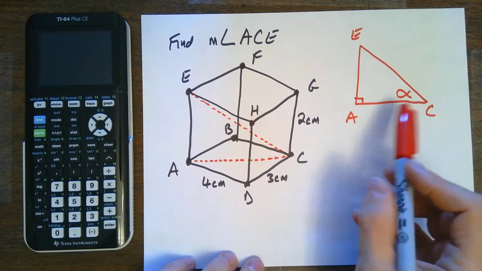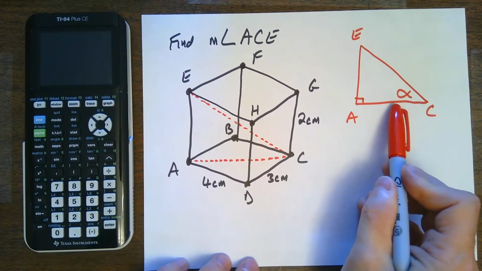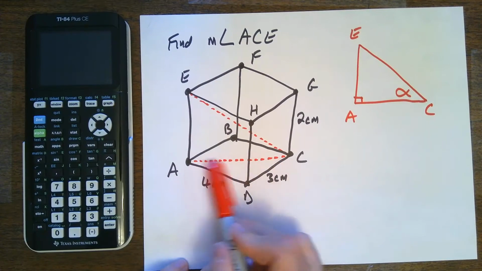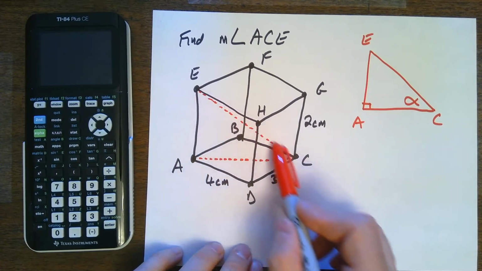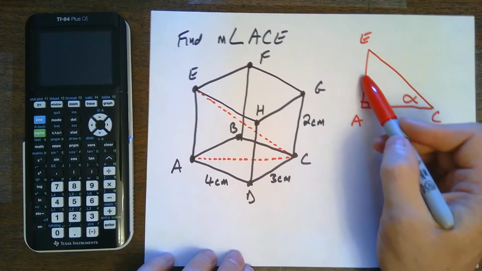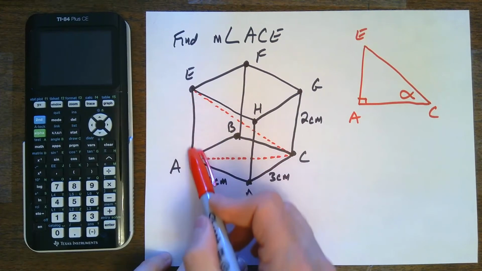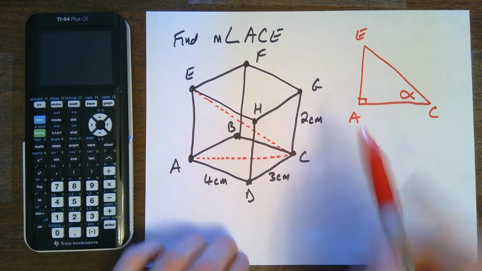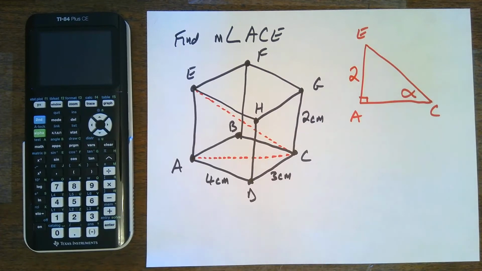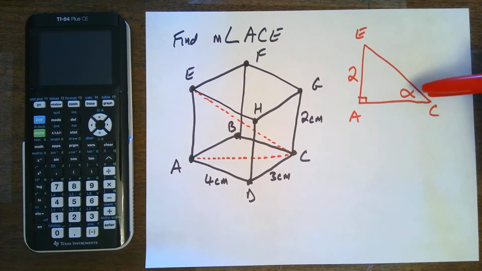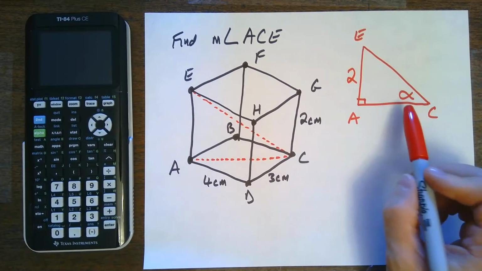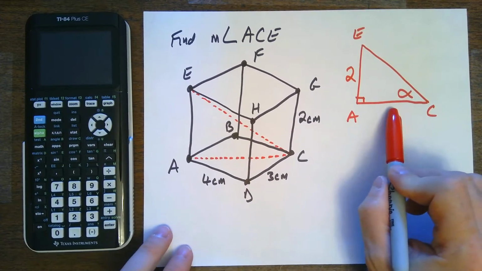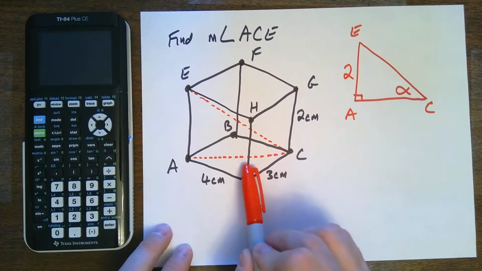Now, do I know any of the sides? No. This side right here would be the diagonal of the base. This side right here would be the diagonal of the cube. This side right here would be the height of the cube. Oh, wait a minute, I know that. That's 2. Do I have enough information to find alpha? No. I need at least one more thing. I either need to know this length here, the diagonal of the cube, or this length here, the diagonal of the base. I think I can find the diagonal of the base.